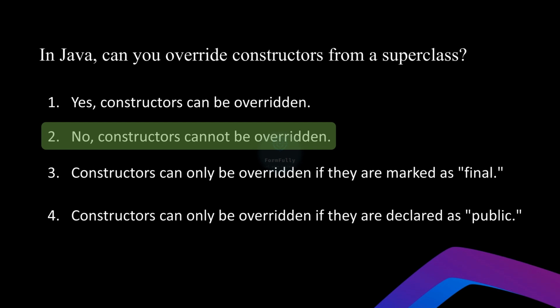Option 1 is incorrect because, as I mentioned earlier, constructors cannot be overridden. Option 3 is incorrect because constructors cannot be marked as final. Even if they could, it wouldn't change the fact that constructors cannot be overridden. Option 4 is incorrect because access modifiers like public are used to control the visibility of constructors, but they do not relate to the concept of overriding. Constructors are automatically called by the subclass and they don't need to be declared as public to be used by the subclass. So option 2 is correct.